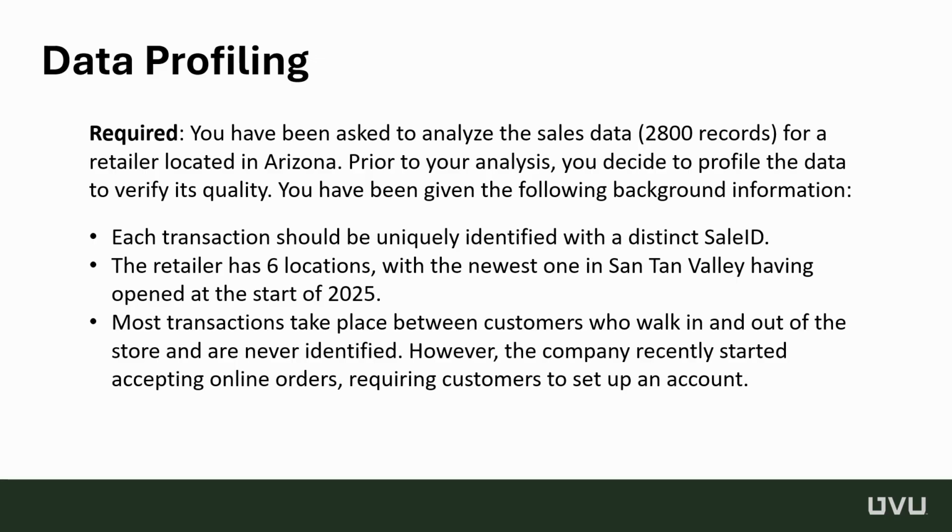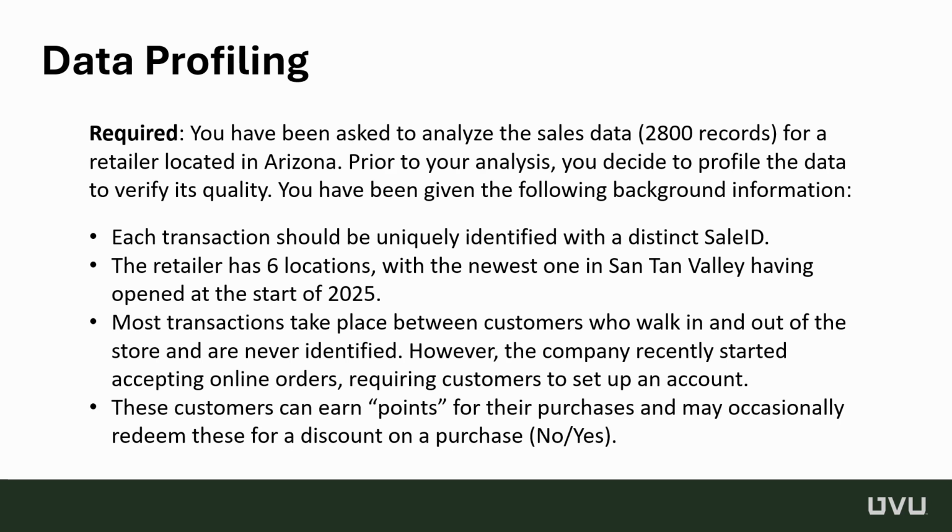Next, we're told that most transactions are going to take place between customers who walk in and out of the store and are never identified. However, the company has recently started accepting online orders, which requires customers to set up an account. Thus, we are able to track the identity of the customers for those online orders. Lastly, we're told that these customers can earn points for their purchases and may occasionally redeem these for a discount on a purchase. Apparently, the values that this field should take on are no and yes.